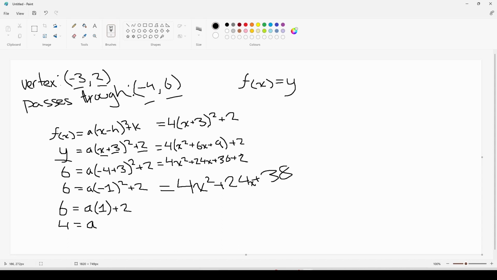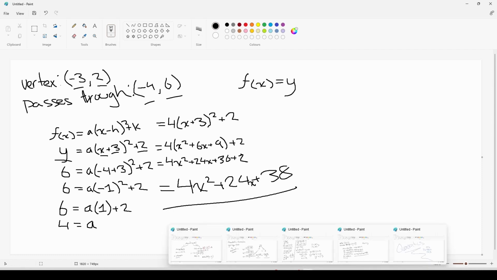Of course, f of x is equal to y, so you can sub your y value of 6 in to the front of this side right here. And from there, we're just solving for a, and then we're plugging a back into our vertex form, and then putting it back into quadratic form to find our equation.